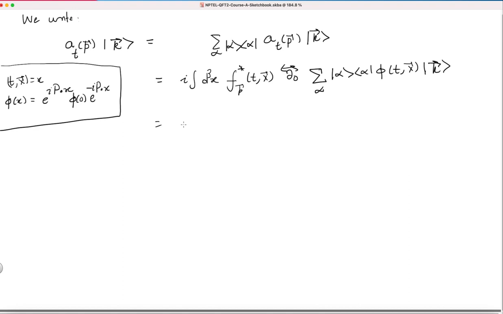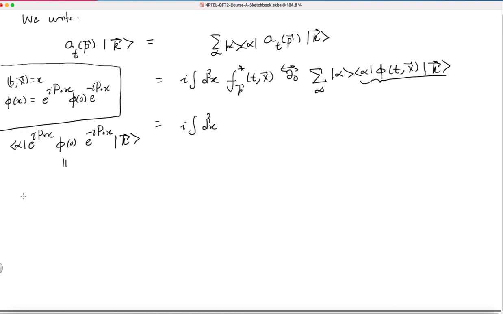So using that, I can write i integral d cube x f_p star. Let's look at this object. What is that? It will become e to the i p dot x phi 0 e to the minus i p dot x ket k. Earlier, in the case of A dagger, we had the vacuum instead of a single particle state here. That's the only difference we see at this stage.